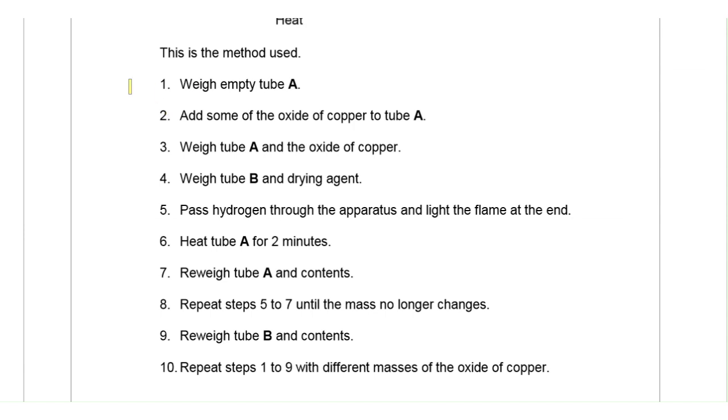Weigh empty tube A, add some of the oxide of copper to tube A, weigh tube A and oxide of copper, weigh tube B and drying agent, pass hydrogen through the apparatus and light the flame at the end, heat the tube A for 2 minutes, reweigh tube A and contents, repeat steps 5 to 7 until the mass no longer changes, reweigh tube B and contents, repeat steps 1 to 9 with different masses of the oxide of copper.